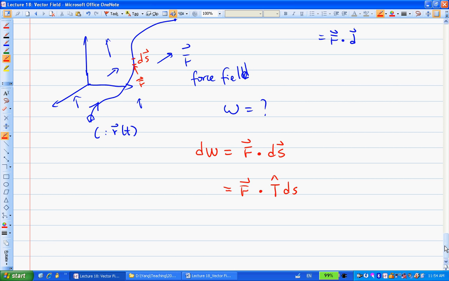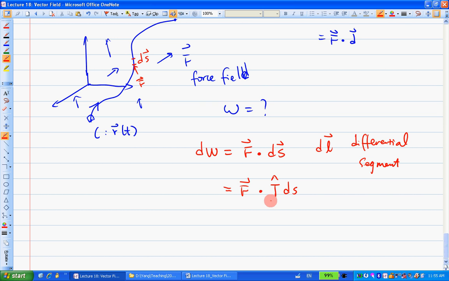Sometimes some textbooks use this dl vector instead. This is a so-called differential segment. A differential segment is not necessarily a scalar. When you look at a differential segment in 3D space or even just 2D space, it's actually a vector, basically where it points to.